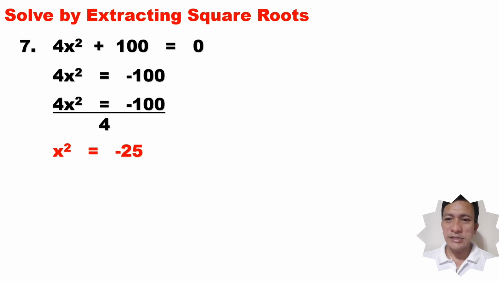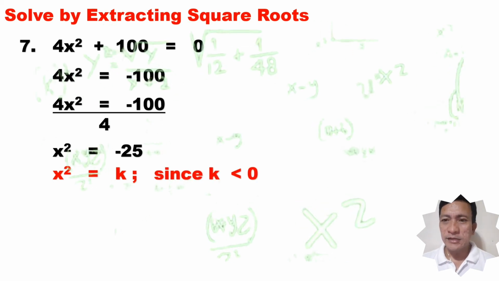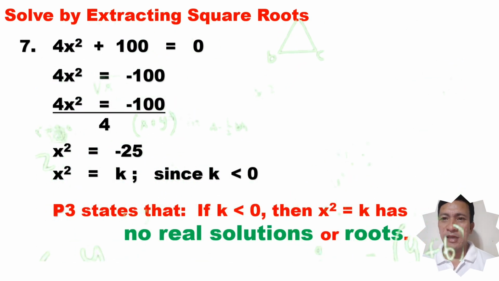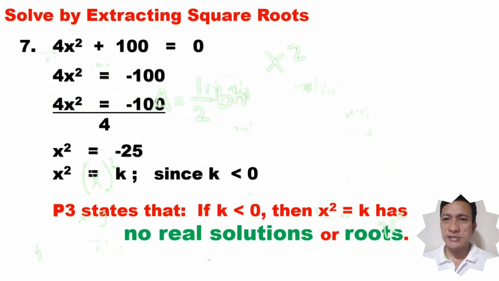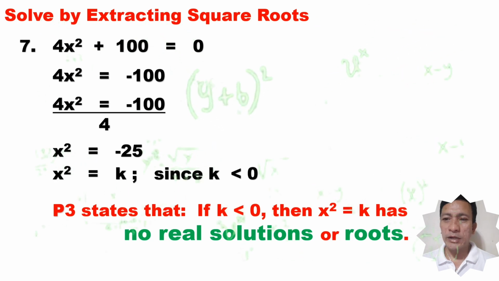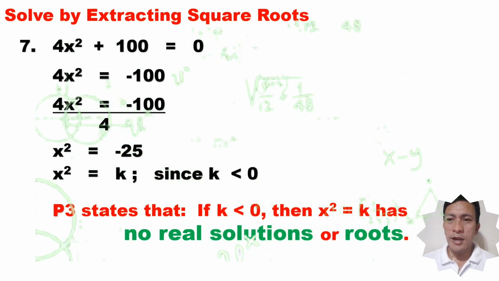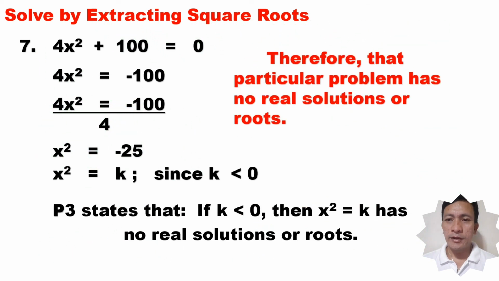This problem is different from above because the value of k is negative. Since k is less than 0, property number 3 states that if k is less than 0, then x squared equals k has no real solutions or roots. Therefore, that particular problem has no real solutions or roots.